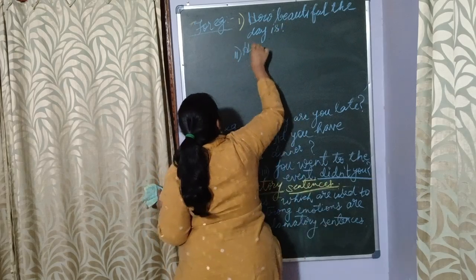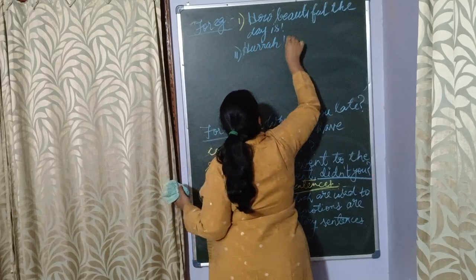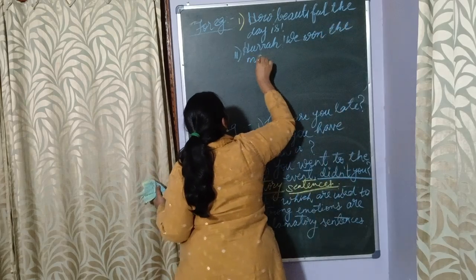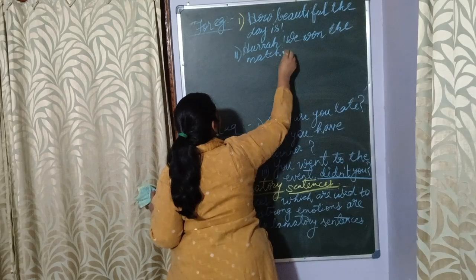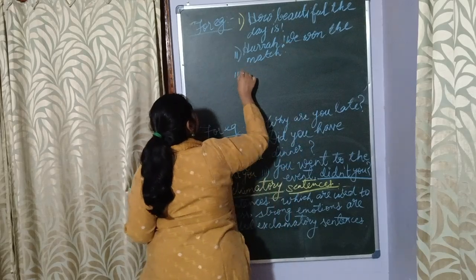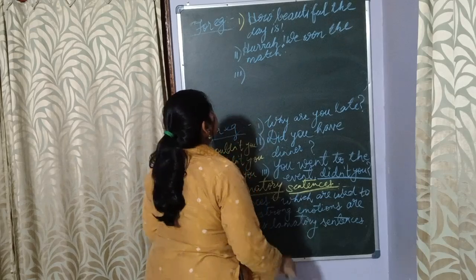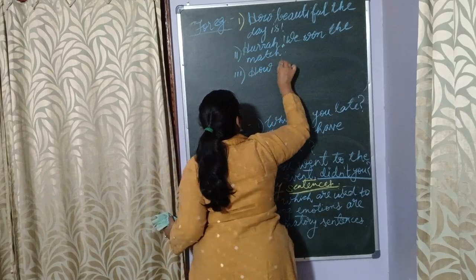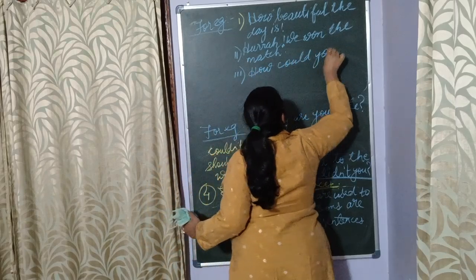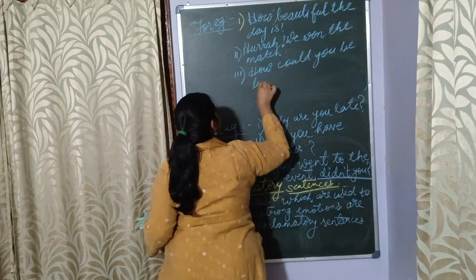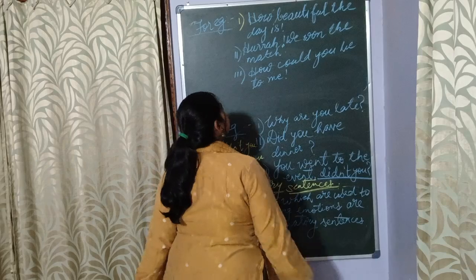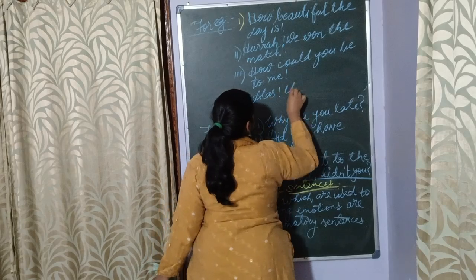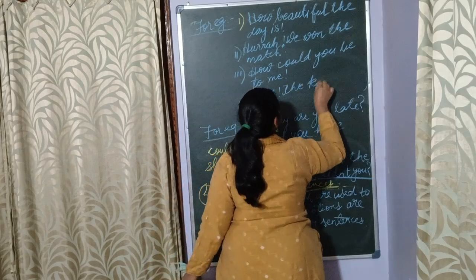Second one. We won the match. How could you do so? How could you lie to me? Okay. And one very classic example, alas, the king is dead.